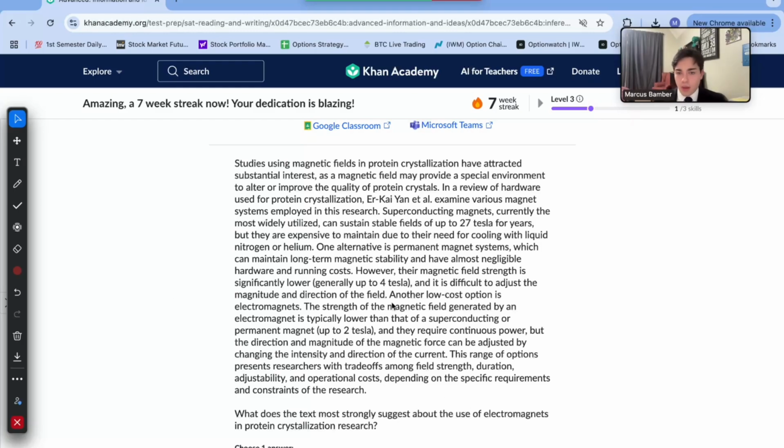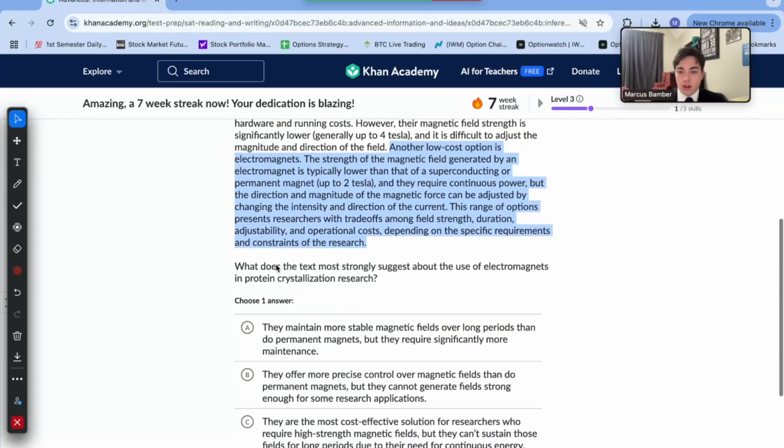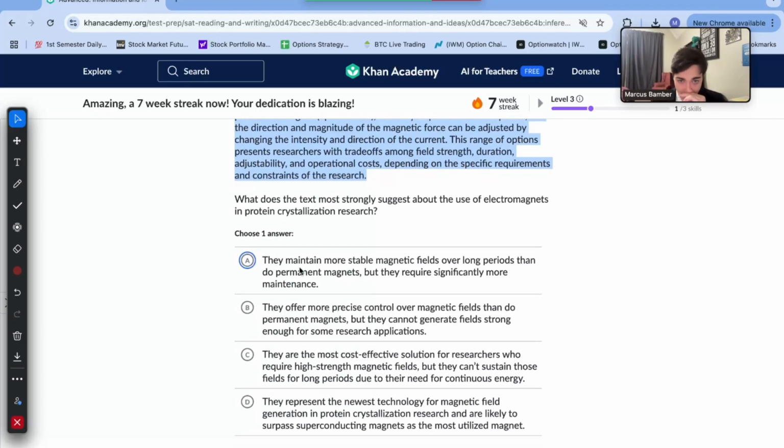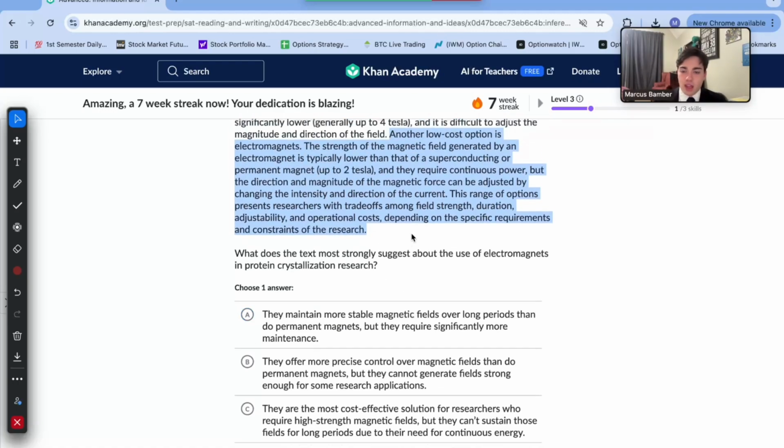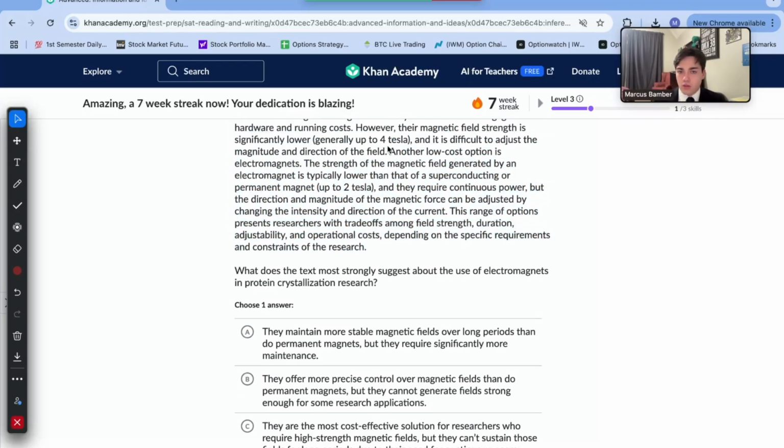So we're obviously going to be focusing on this section of the text, talking about electromagnets and how the strength is lower and they require power, but you can control the direction and magnitude of the magnetic force. Let's take a look. All right, they maintain more stable magnetic fields over long periods than do permanent magnets, but it requires significantly more maintenance. This isn't directly related to our description of our electromagnets here, because their main benefit is that the direction and magnitude can be adjusted. It can be controlled.